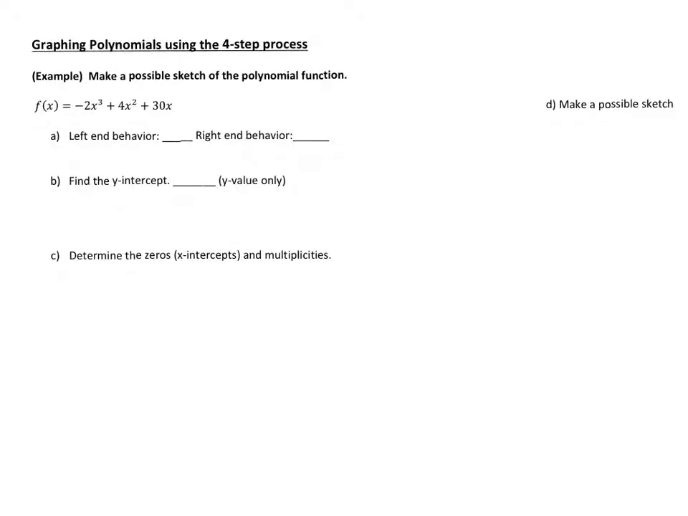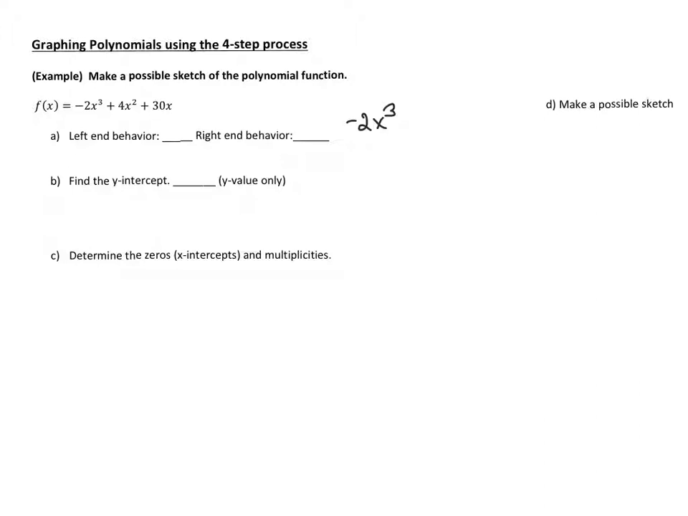In this video, we want to take what we have learned up to this point and try to bring it all together to help us sketch a polynomial. Let's look at part A. We want to determine the end behavior of the graph. We just need to look at the leading coefficient, which would be negative 2x cubed. This tells us everything we need to know.